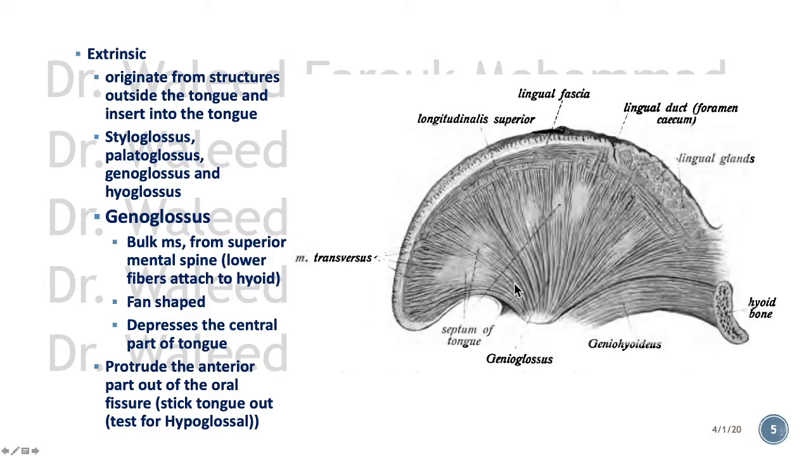The genioglossus, we said, forms the bulk, and its action is that it depresses the center of the tongue and protrudes the anterior end of the tongue outside of the oral fissure. Oral fissure means mouth, the fissure between the lips. So, protrusion of the tongue. We use this movement as a test for the hypoglossal nerve, because the hypoglossal nerve is the motor nerve of the tongue, except for one muscle.